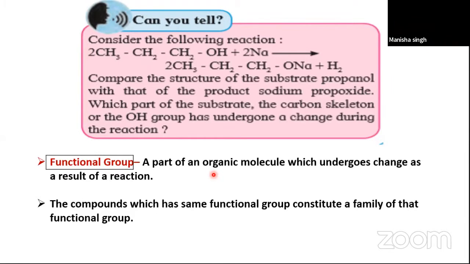The compounds which have same functional group constitute a family of that functional group. So what is the meaning of that? Suppose there are many compounds which has got same functional group. So it makes the family of that functional group.